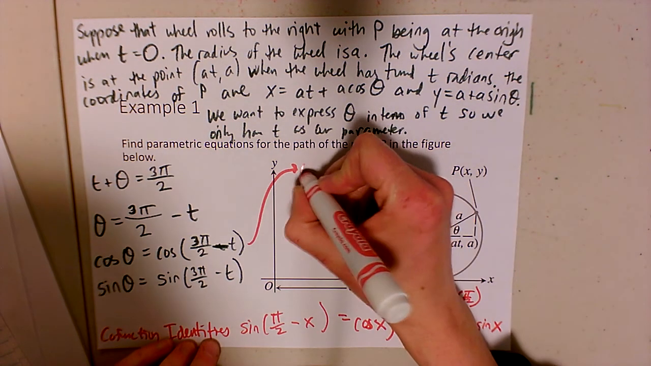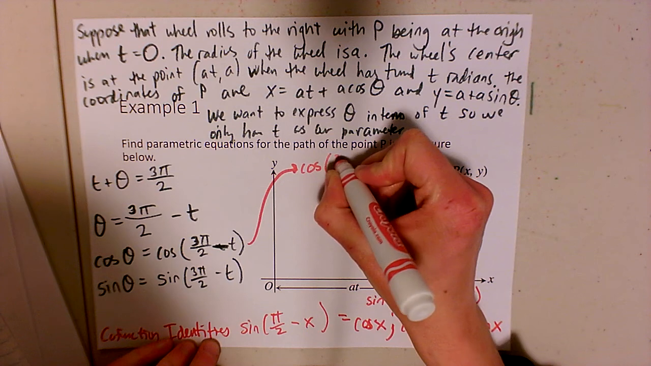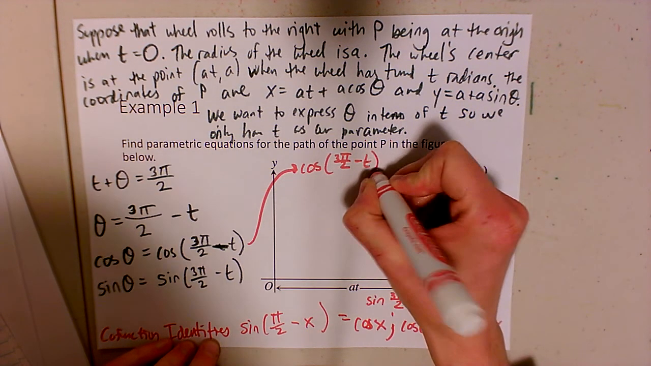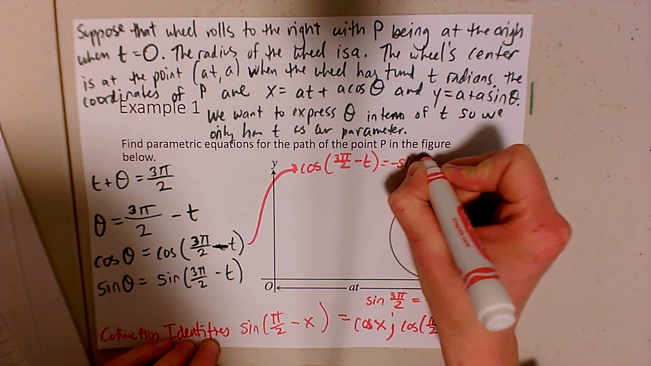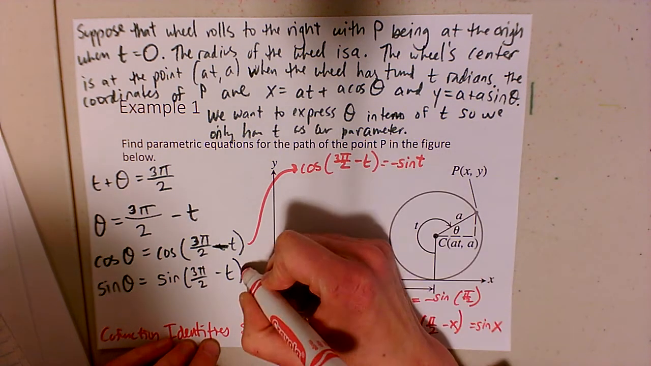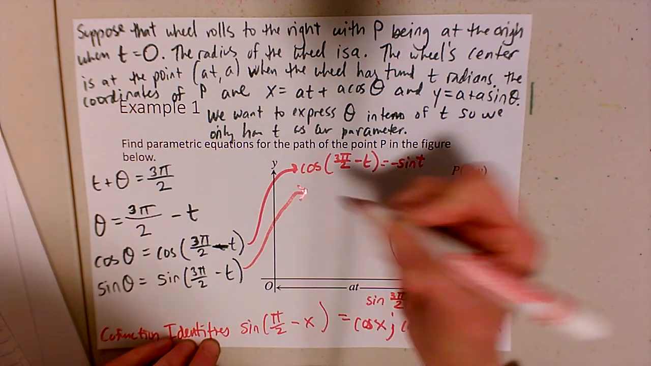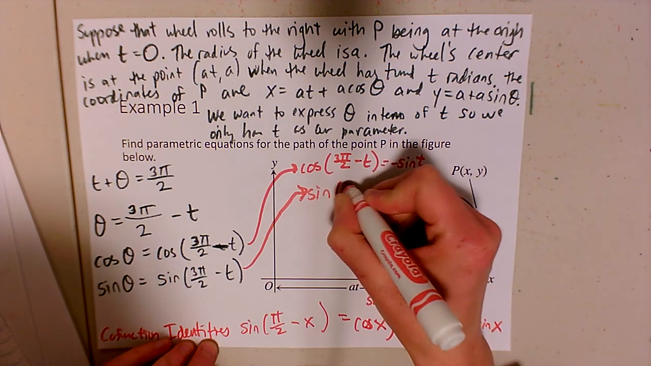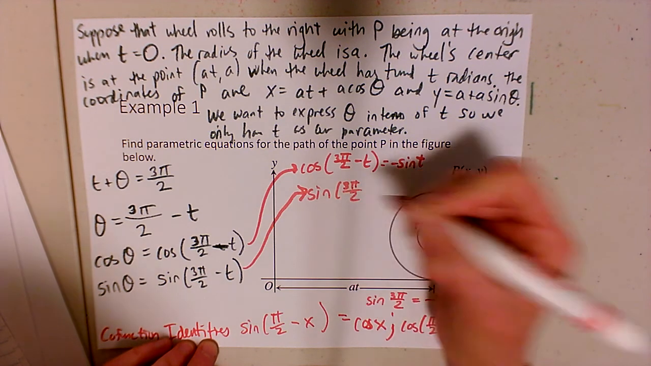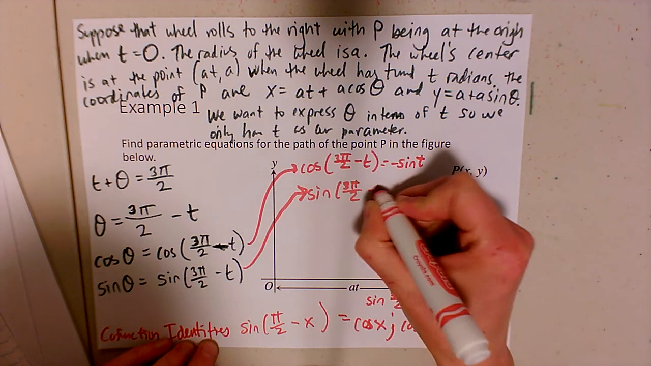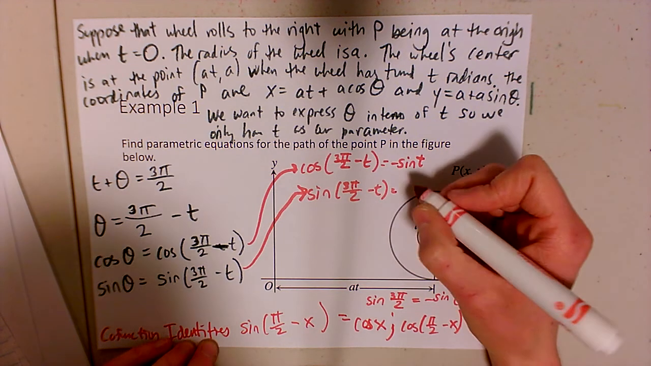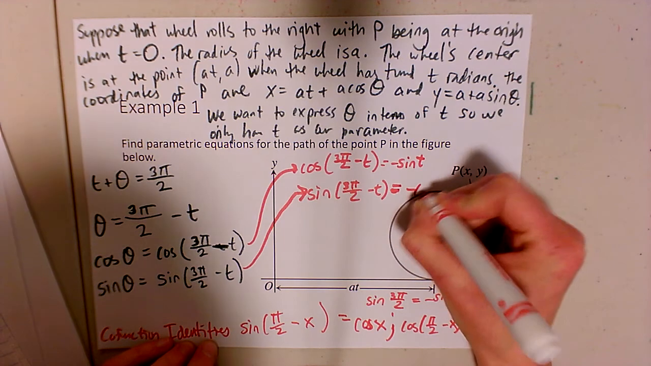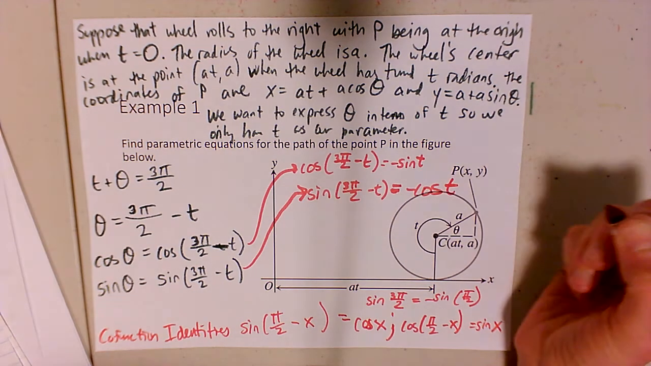That's going to be, we can say the cosine of 3 pi over 2 minus t is going to equal negative sine t. And then for this problem, we could say that the sine of 3 pi over 2 minus t is going to equal the negative cosine of t.